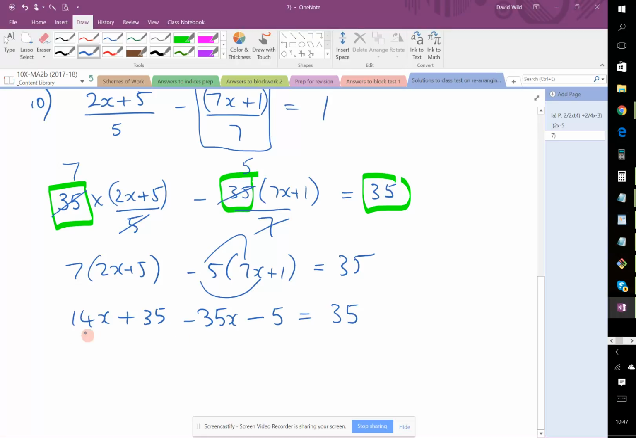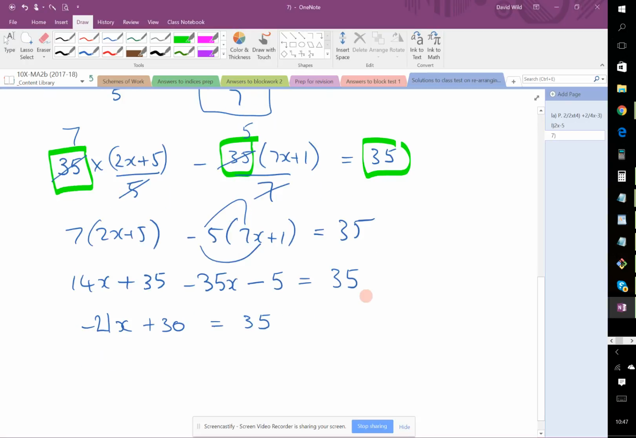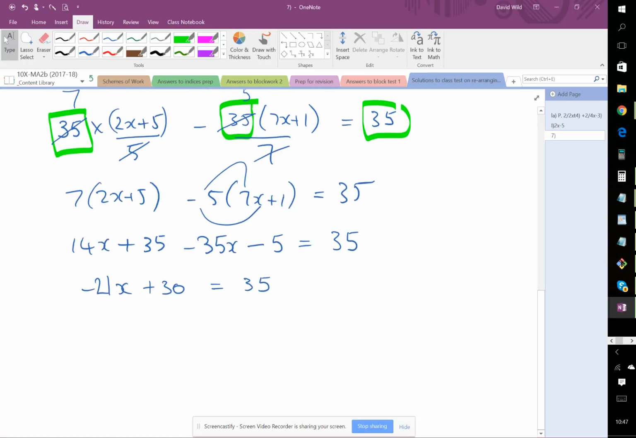Gather the x's together. 14x minus 35x. Minus 21x. 35 minus 5. No. Yes. 14 minus 35 is minus 21, sorry. Minus 21x. Okay? Right, so now we subtract 30 from both sides and divide both sides by minus 21.